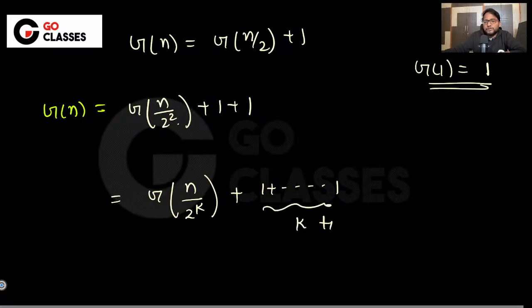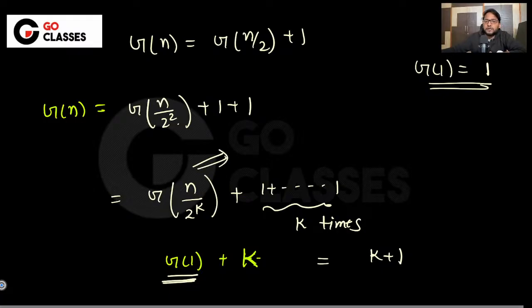K times, which is nothing but k. So let's assume that this particular quantity is 1. So it means this is G1 plus this is k, right? G1 plus k. Now this G1 is nothing but 1, so it is k plus 1. And what is the value of k? From here you can find out the value of k. It is n upon 2 power k is 1. So k is log base 2 n.